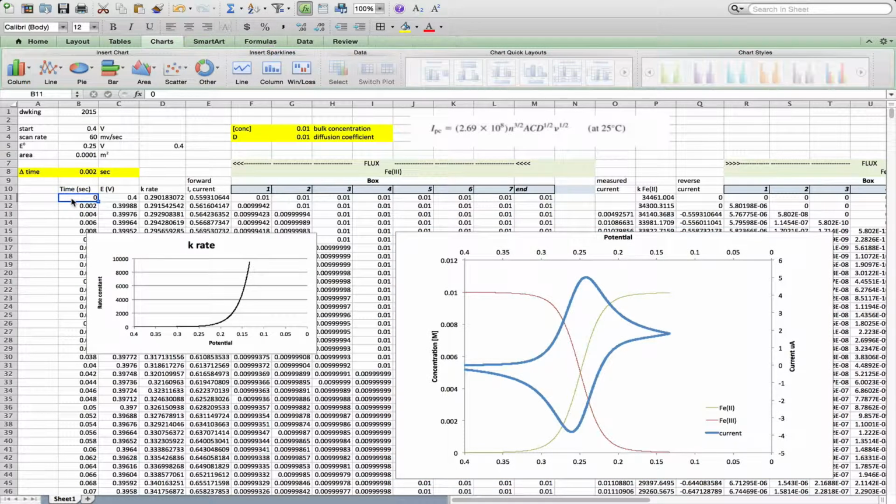So I will start by using time. Time is simply calculated as the value before it plus the time step. The potential now starts at 0.4 and it decreases at B12. B12 is the time times B4, which is my scan rate in millivolts per second, and divide by 1,000 because I'm using units of volts. So from this voltage, I can calculate the rate constant.